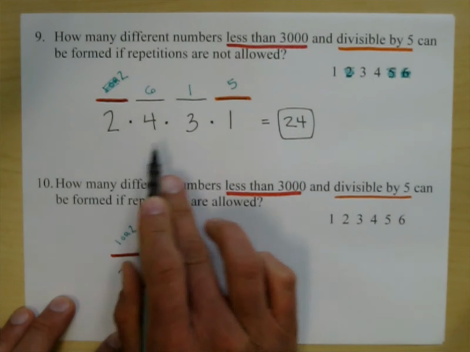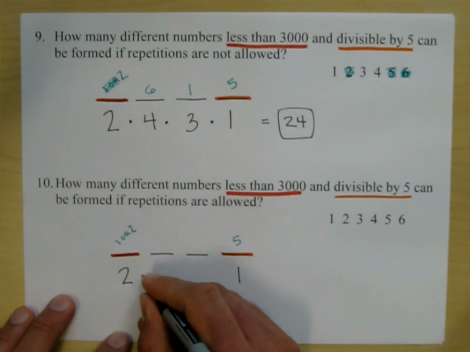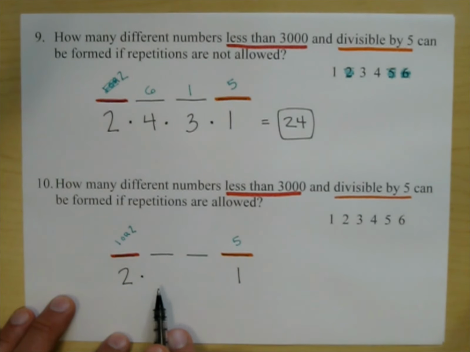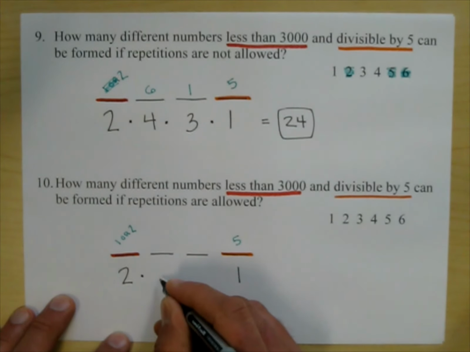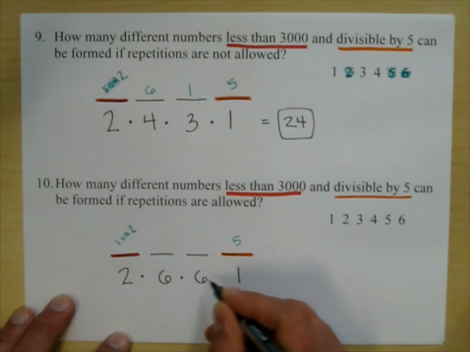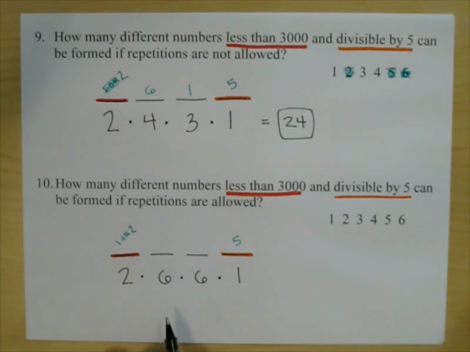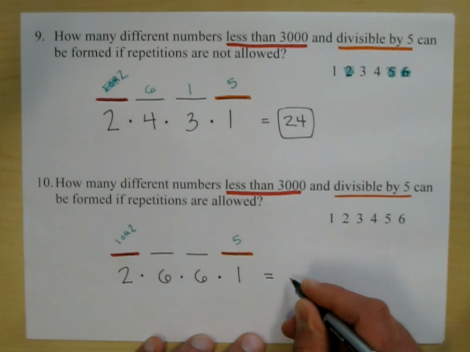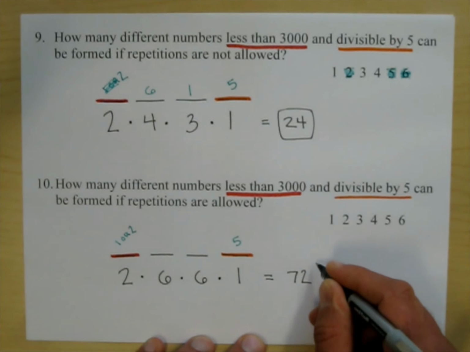It kind of starts off the same as the problem above, but this one's going to be different because we have all of our choices right here, all 6 of them right here, so there's a 6 there, and all 6 of them right here, so there's a 6 there. So on this one, it looks like I have 2 times 6 times 6 times 1. This is 36 times 2. 36 times 2 is 72.